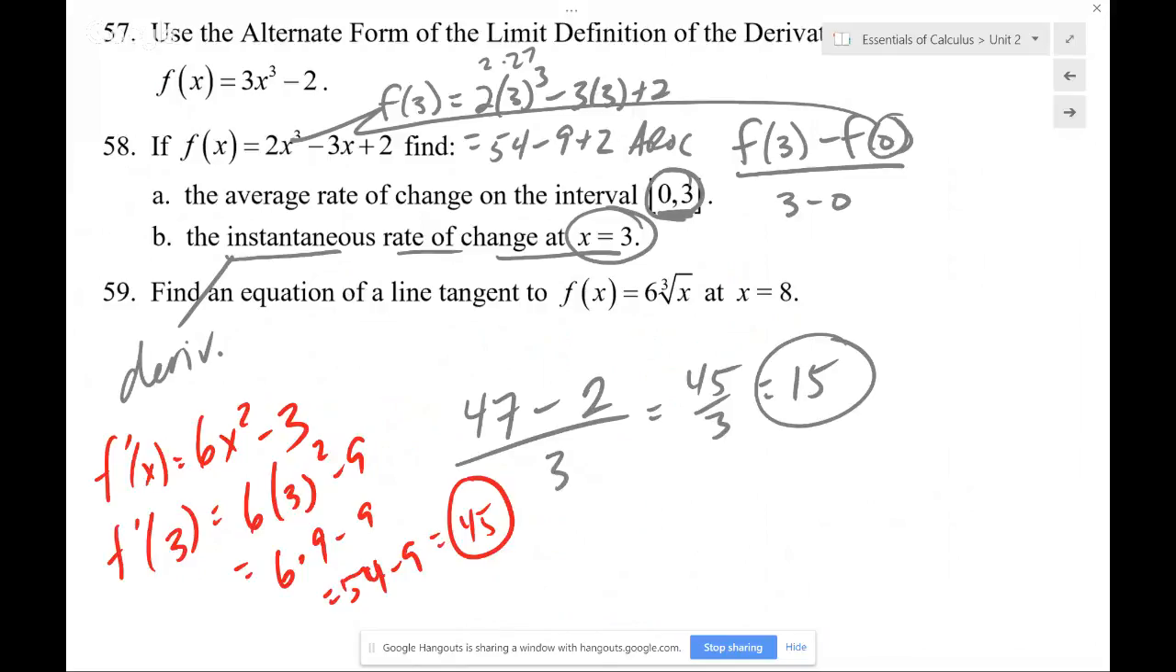Let's look at 41 and 42. I think actually a couple people asked those questions. So let's look at 41 and 42.